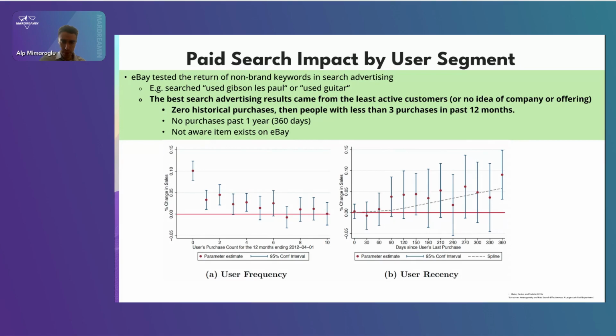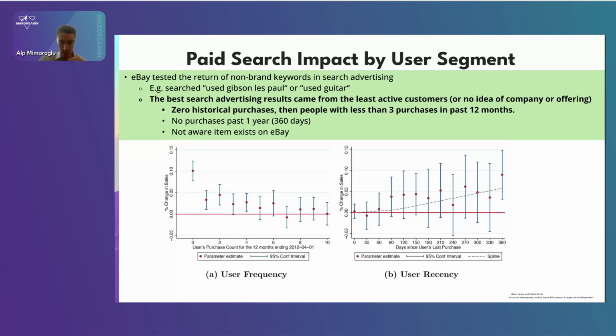So paid search impact for non-brand. The highest area of impact when someone's searching for a used item, I don't know, you want shoes, a new laptop, something. The highest area of impact was on people that made 0 purchases or less than 3. This is the graph, user frequency. And once you go beyond 3 purchases in the past 12 months, someone might be engaging with the advertising, but it's not positive ROI. So if you do false attribution, you'll be spending money in the wrong places, thinking things are working when you could be spending it elsewhere.